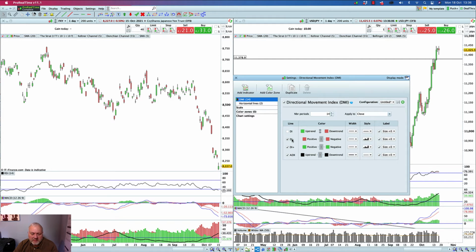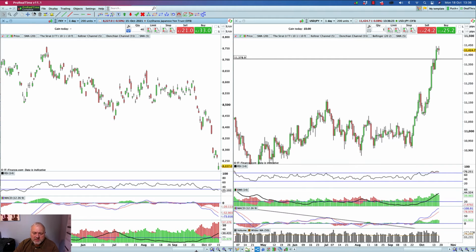We need the negative line and the positive line, and we need them set to the histogram, so we have the difference between the two. And then we have our ADX. Now we need that because that gives us a strength. As we can see here, it's a strong down move for the yen, and that's obviously echoed in price.